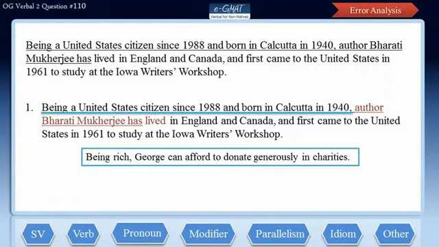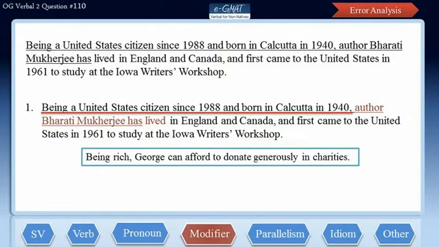Now, both these sentences are grammatically correct, but the only difference between these two is that the example sentence has a logical meaning, but the OG sentence does not communicate the logical meaning. So even though the OG sentence is grammatically correct, it's not logical at all. So when we read a sentence, we should make sure it communicates the logical meaning. Here, the opening modifier leads to the modifier error in this sentence.